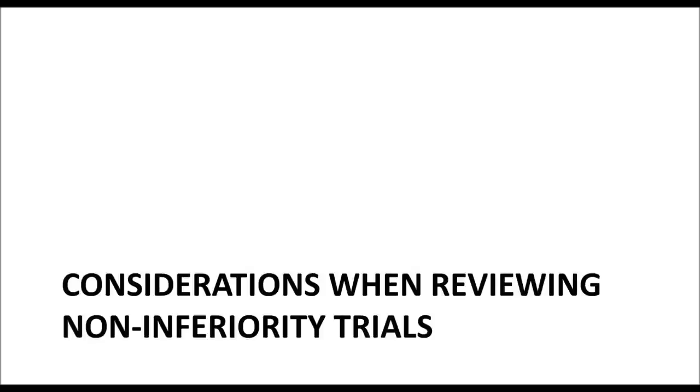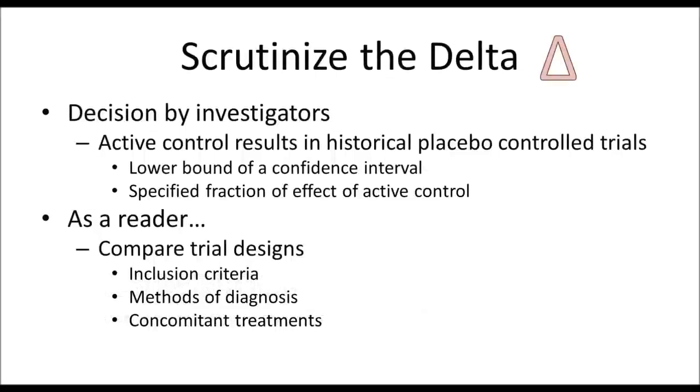Next, we will review the considerations one has to make when reviewing non-inferiority trials. First, the reader must consider how investigators chose delta. In 2009, a review of published non-inferiority trials showed that few truly explain the development of delta. Delta is often based on previous trials with the active control compared to placebo. It is usually derived from the lower bound of the confidence interval or a specified fraction of the active control effect.